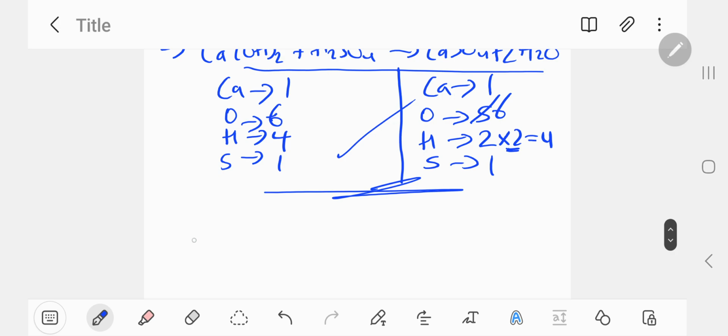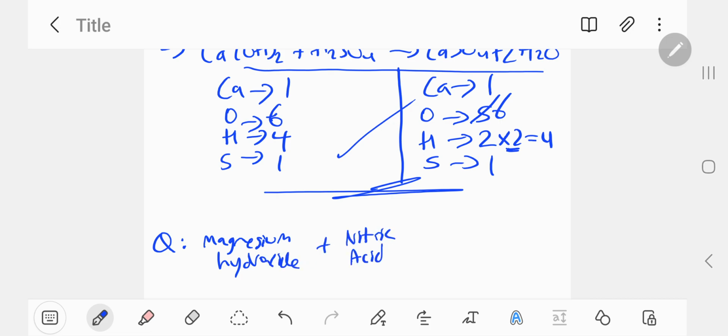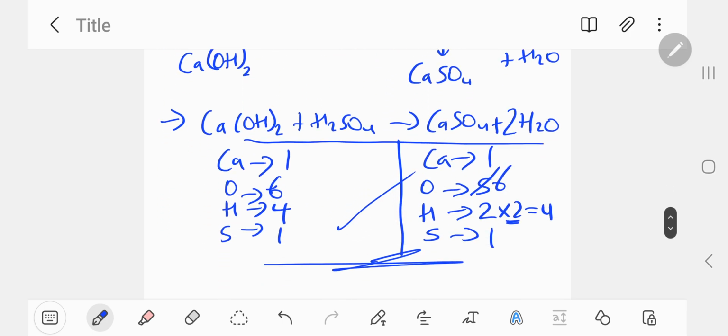I'll now leave you to do the following questions. Suppose I give you magnesium hydroxide plus nitric acid. Write down the word equation and then the chemical equation using the processes that I've been using.